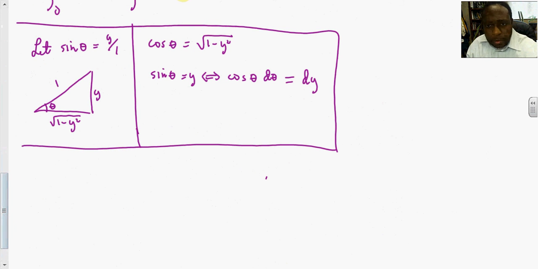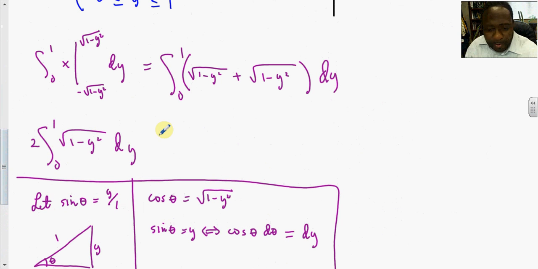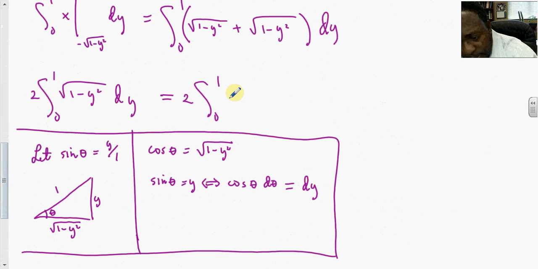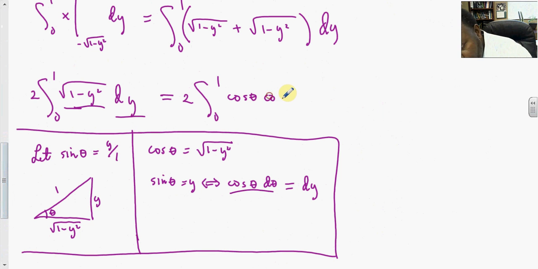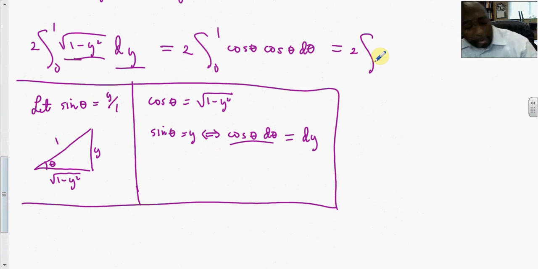So what do we have? Got this guy right here. I need to go here. This is 2 times the integral from 0 to 1. I'm going to represent this square root, that's cosine theta, and then represent the dy. Represent two things, right? The dy is this cosine theta d theta. Cosine theta d theta. And later on in this course, we will look at an easier way to deal with this. This is 2 times the integral.